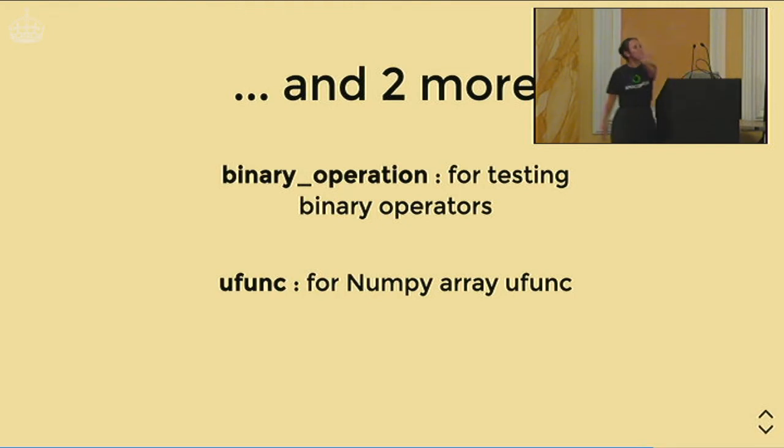So those are the four major ones that I talk about, and there's actually two more. Just to give you an idea, they are the binary operations for testing binary operations that you define. So it's custom-defined binary operations, or ufunc if you are using NumPy arrays. There's actually a lot of things in Hypothesis that support NumPy arrays, or NumPy in general. I'm currently working on an issue to do some typing thing with NumPy typing, so fun time. So yeah, if you're doing scientific programming, Hypothesis can help you as well.